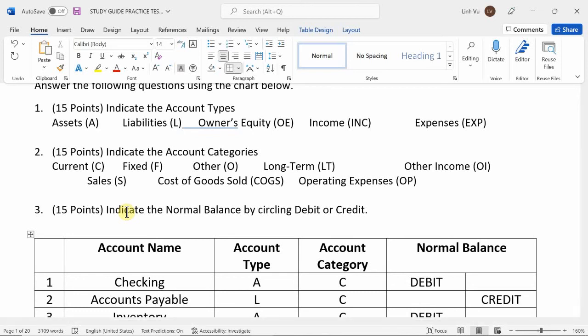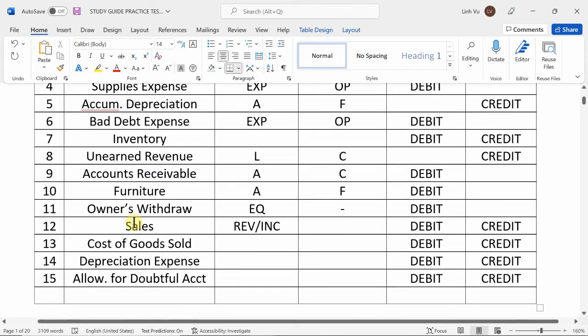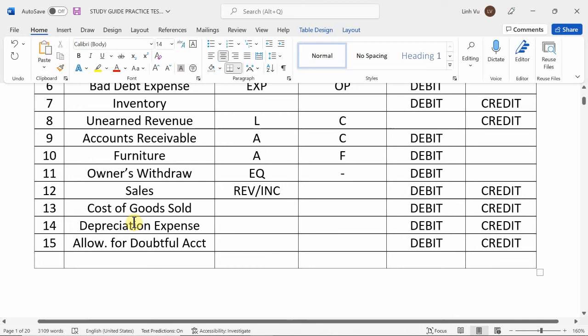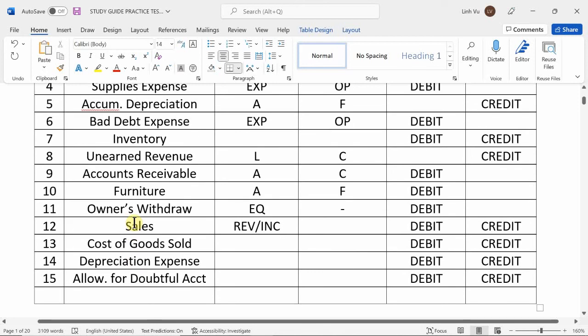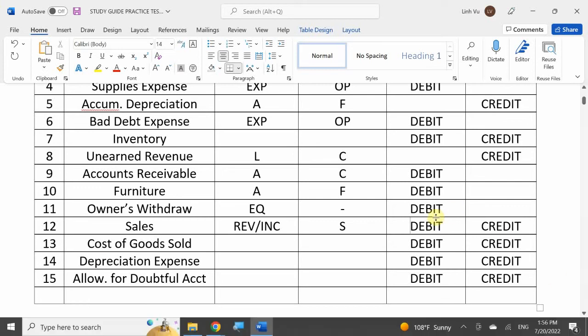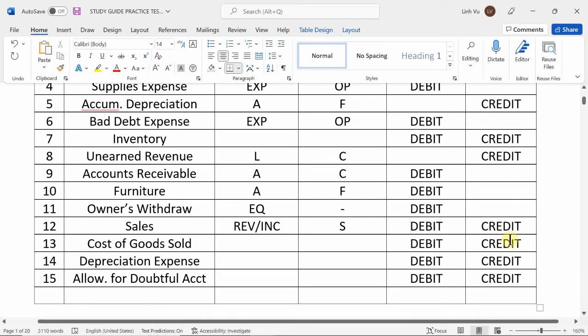Listed under sales. Yes, because sales is the main core operating income, right? So I'll accept either one, if you know it or if it's operating income, yes, that's true. But in this case, because we are looking at a merchandising type of business, your only operating income is going to be your sales. So in this case, yes, I have it as sales. Now, what is the normal balance of sales? Credit. Yes, good.